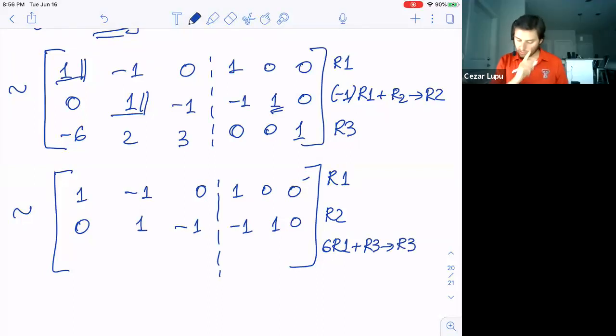All right, so what are we going to get? Will be 0 here. That's exactly my purpose. Then the next one will be what? -4, correct? Please correct me if I'm doing wrong. 6R1 plus R3, 6, 0, and 1, right?